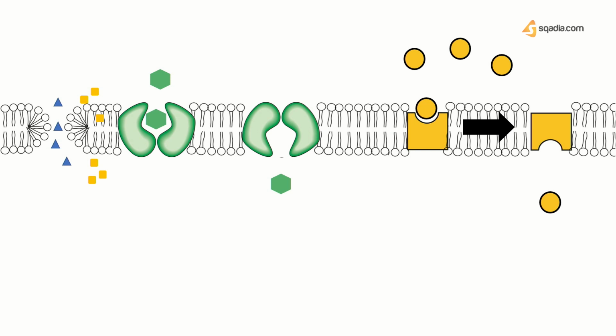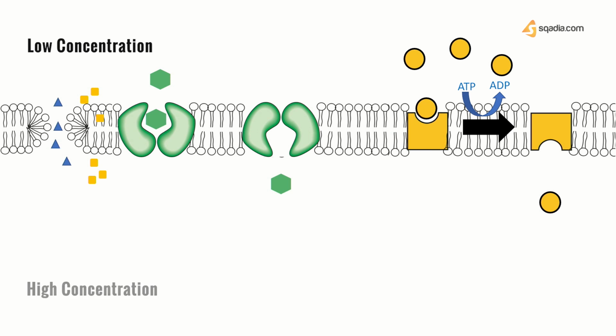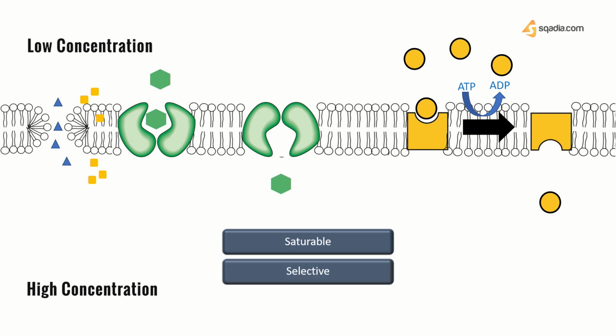Energy-dependent active transport is driven by the hydrolysis of adenosine triphosphate. It is capable of moving drugs against a concentration gradient, from a region of low drug concentration to a region of higher drug concentration. This process is saturable. Active transports are selective and may be competitively inhibited by other co-transported substances.